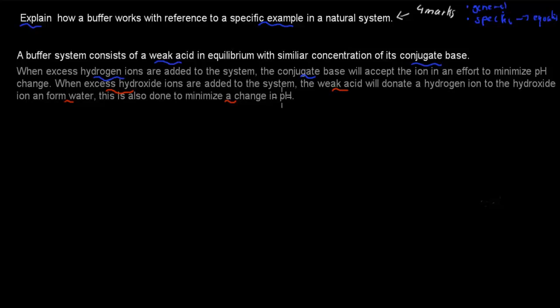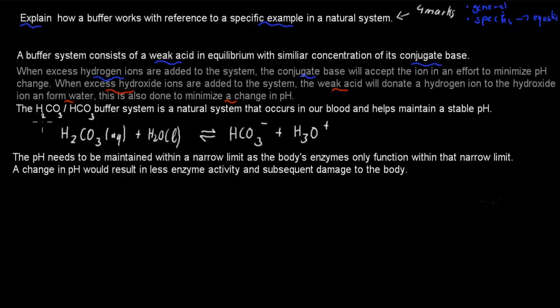This was our general statement, and then we're going to cover the actual specific example. The carbonic acid hydrogen carbonate buffer system is a natural system that occurs in our blood and helps maintain a stable pH.